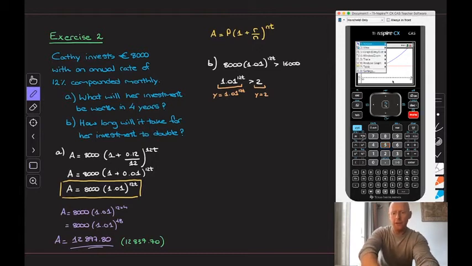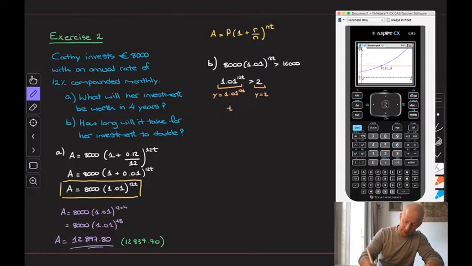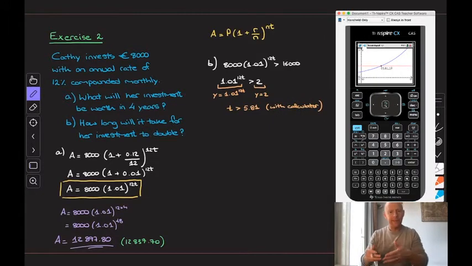So if I click on menu, analyze graph, intersection of this curve, I click here, and I click here, and there we have it, 5.81. Okay, so here we can see that t has to be greater than 5.81. Again, in an exam, you would say, in parentheses, with calculator or with GDC. Just to tell the examiner that's how I did it.